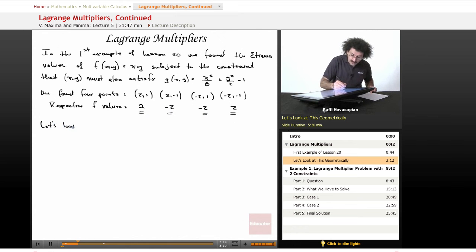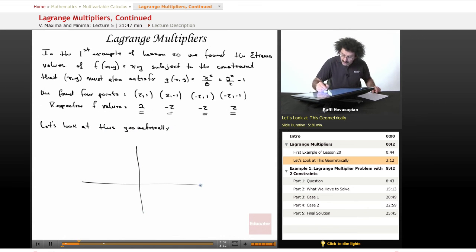Let's look at this geometrically. I'm going to draw a little x y plane here. Again, we're looking for points x y in the x y plane that maximize the function x y, but that also happen to lie on the ellipse. If you draw the level curves of x y, in other words x y equals some constant, x y equals 3, x y equals 2, x y equals 5 halves, whatever, you're going to get a series of hyperbolas.